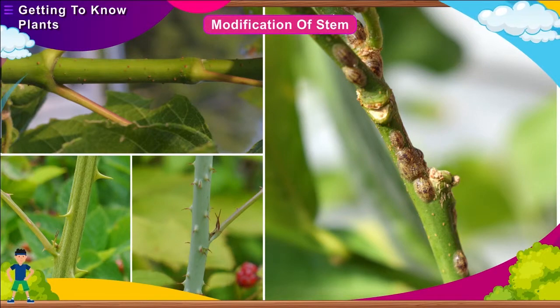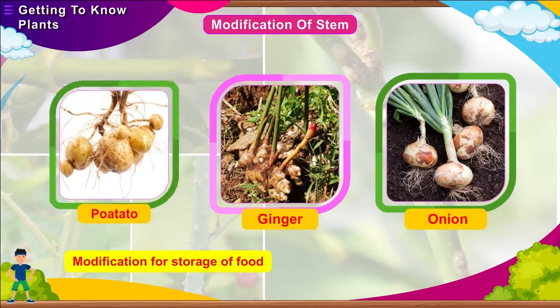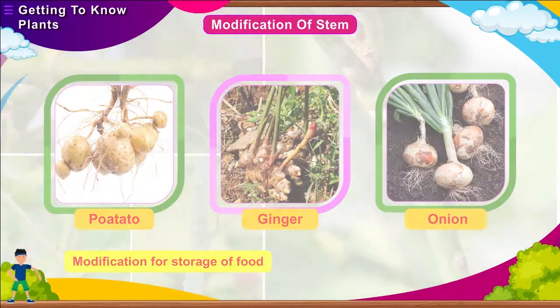Modification of stem. Some stems have specific functions to perform. Some are modified to perform some more special functions. Modification for storage of food. Potato, ginger, onion, and so on are all examples of stem to store food. They are all underground modifications of stem for the storage of food.